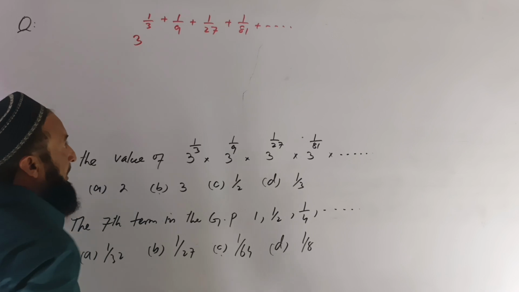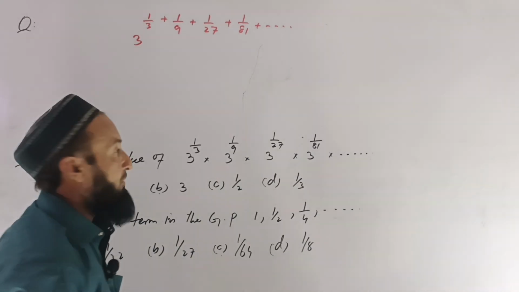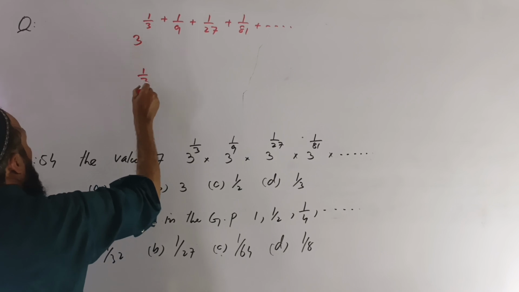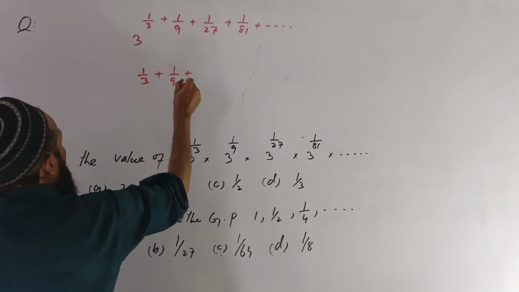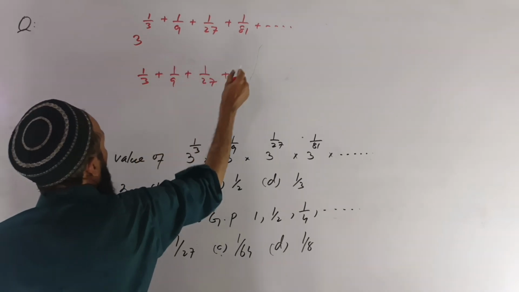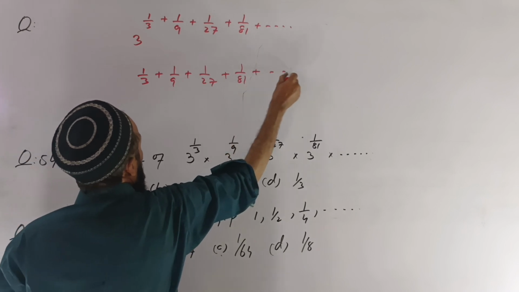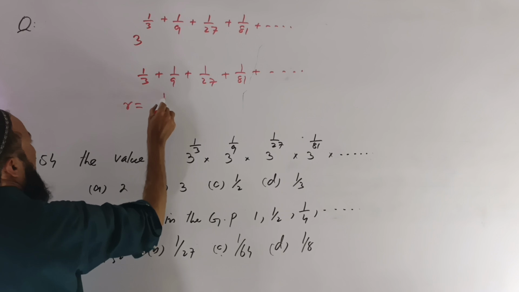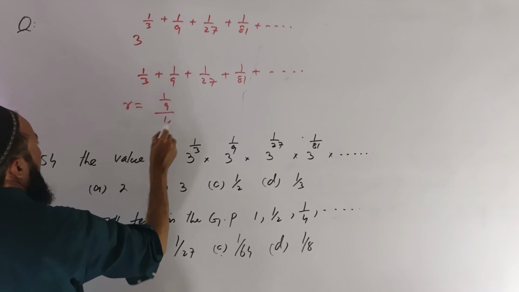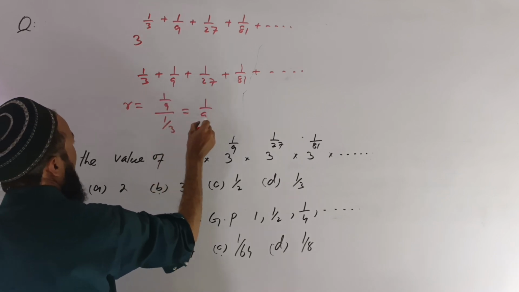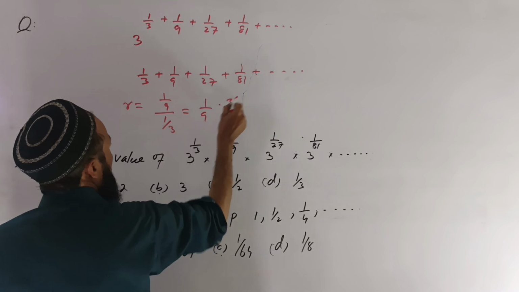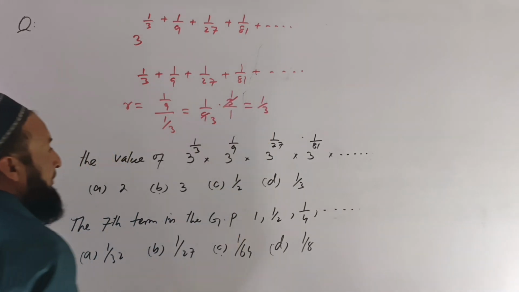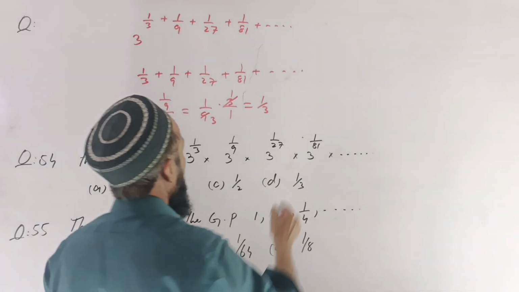From the exponent term, we conclude that this is a geometric series, because here we have 1 by 3 plus 1 by 9 plus 1 by 27 plus 1 by 81. First of all, we find the second term divided by the first term, and we get 1 by 9 divided by 1 by 3. Both 3s cancel, and we get 1 by 3. So this is an infinite geometric series.